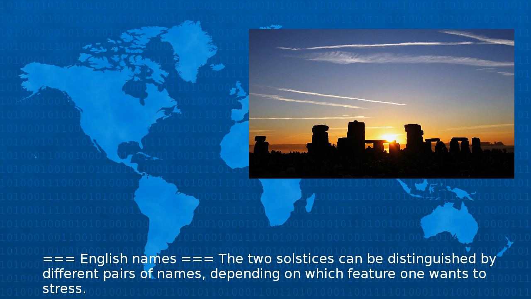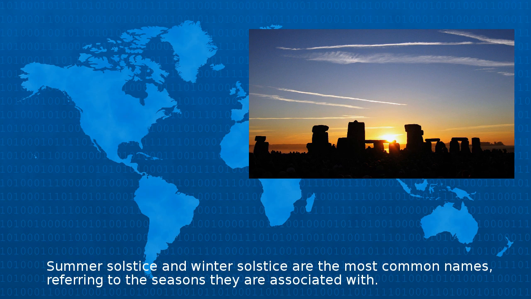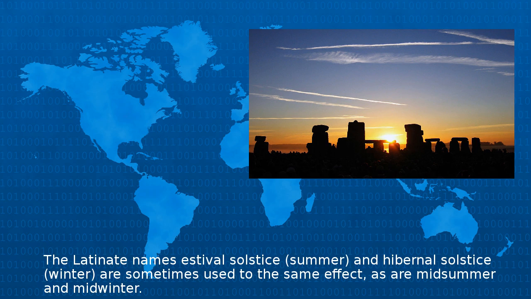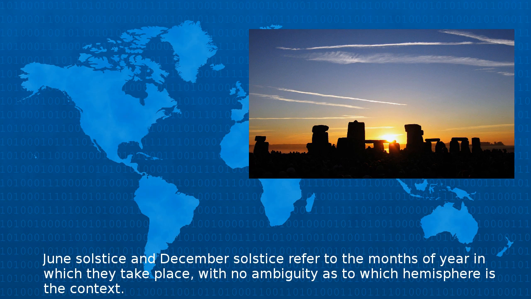English names. The 2 solstices can be distinguished by different pairs of names, depending on which feature one wants to stress. Summer solstice and winter solstice are the most common names, referring to the seasons they are associated with. However, these can be ambiguous since the northern hemisphere's summer is the southern hemisphere's winter, and vice versa. The Latinate names estival solstice, summer, and hibernal solstice, winter, are sometimes used to the same effect, as are midsummer and midwinter. June solstice and December solstice refer to the months of the year in which they take place, with no ambiguity as to which hemisphere is the context.